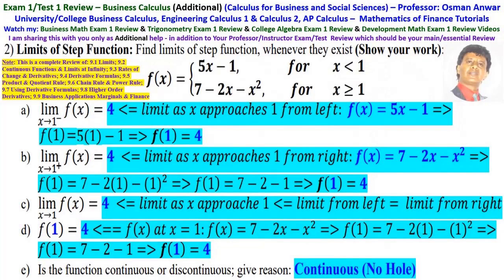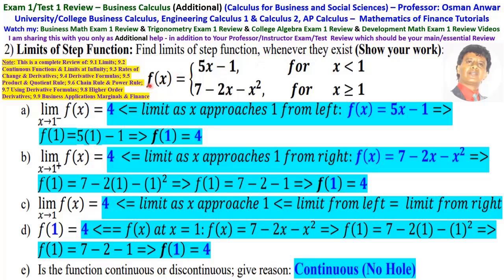Number 2 is limit of piecewise function. So there is a typo here. So this is not step function, this is piecewise function. Find limit of piecewise function whenever they exist.